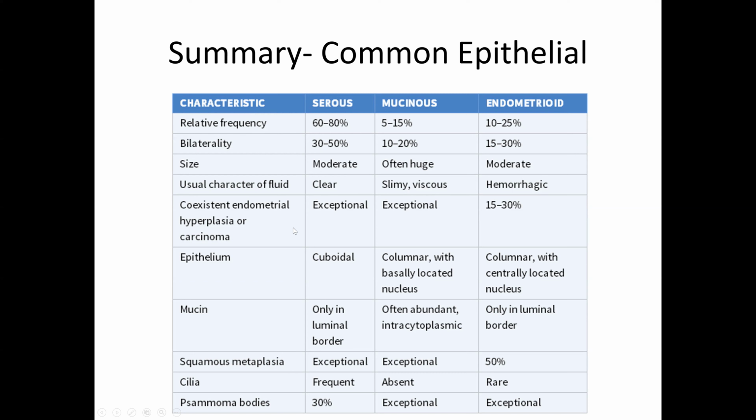Coexistent endometrial hyperplasia is very unusual with either of the other two tumors, but present in endometrioid tumors in a 10 to 20, 30% range of cases. The epithelium can be somewhat similar, and so that's not always a useful differential. Squamous metaplasia, if it's present, is very helpful. Cilia are hardly ever seen versus frequent in serous tumors, especially the low-grade lesions. And psammoma bodies are present in serous lesions versus not at all with endometrioid tumors.